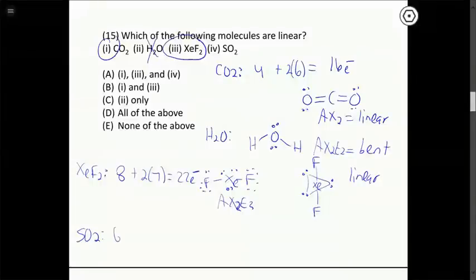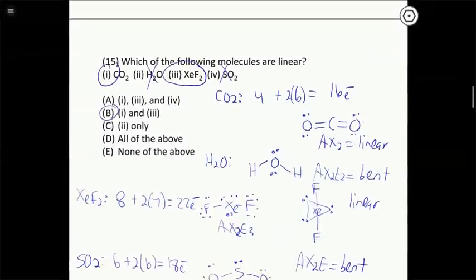we have 6 electrons from sulfur, 6 each from oxygen. So this one's going to have 18 valence electrons. When we draw them around, we get 16 of those completing the octet for oxygen. That leaves 2 more on the central atom. The best Lewis structure for sulfur dioxide is going to have 1 or 2 double bonds, but it doesn't matter whether we draw those in or not. The geometry is AX2E, which is bent. So that one's also bent. So 1 and 3 are the linear ones here.